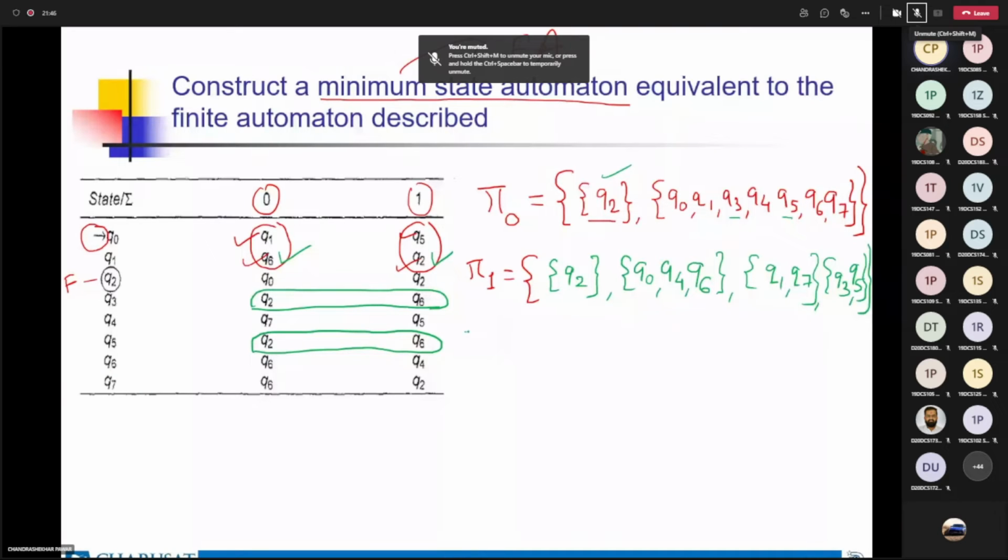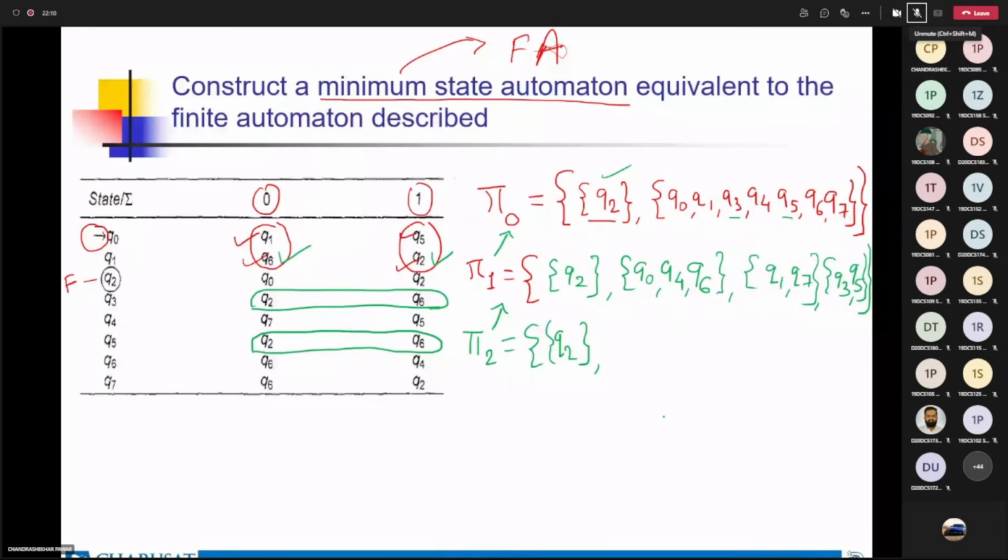So next, pi2 we have to find out. In pi2 again we have to check whether these states are still equivalent with each other or not. And when we have to observe the pi2, we have to look into the pi1. And when we have to prepare the pi1, we have to look into the pi0.